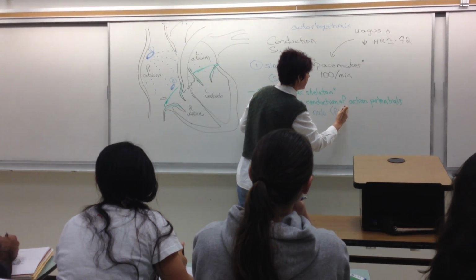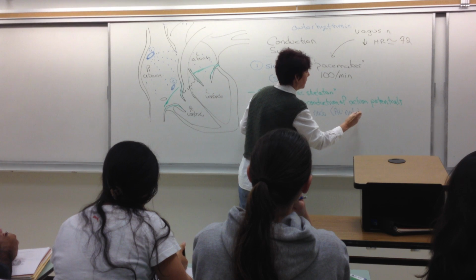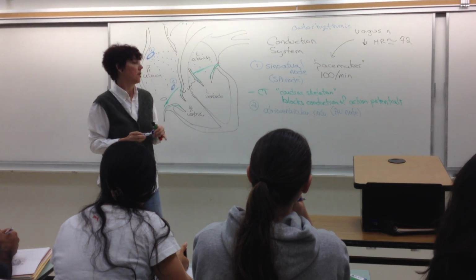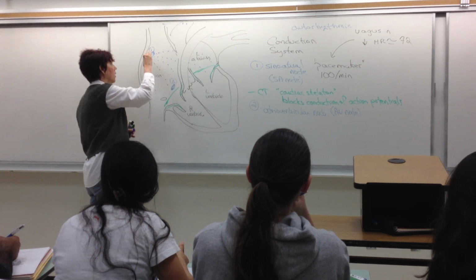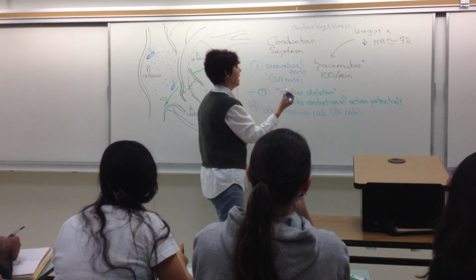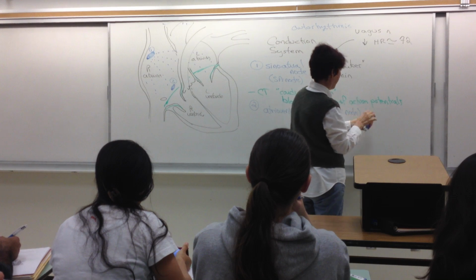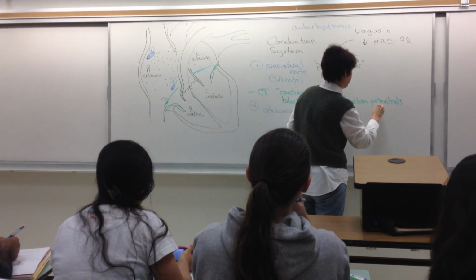It will depolarize on its own, but not as rapidly. So if the SA node isn't working, the atrioventricular node will fire, and it only fires at the pace of about 60 times a minute.